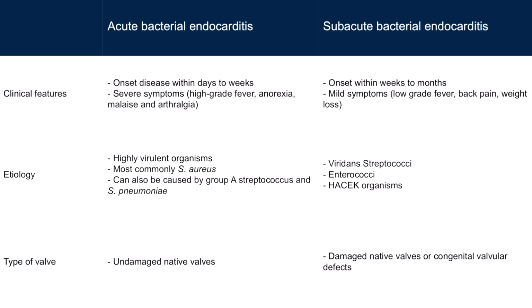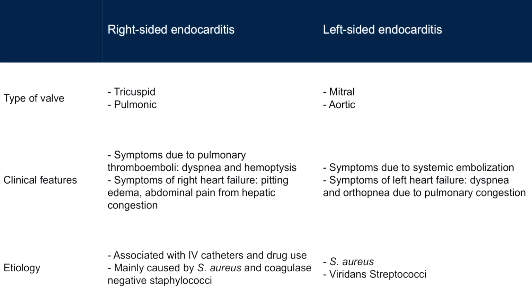Another possible way to look at endocarditis is based on the location of the valve that is involved. When the tricuspid or pulmonic valves are involved, it is termed right-sided endocarditis, whereas when the mitral or aortic valves are involved, it is termed left-sided endocarditis. The main difference between these two types of endocarditis has to do with clinical presentation due to embolic complications.